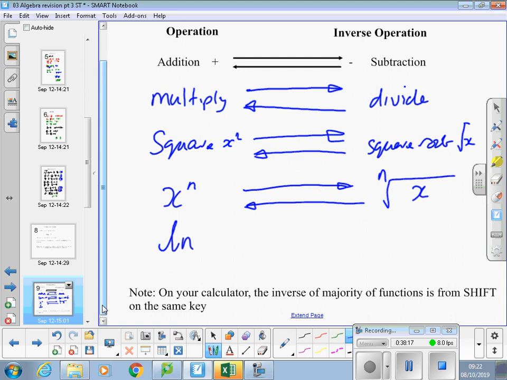What does ln mean? Yeah, it's the natural log. What's the opposite of natural log? Natural log is the log to the base e, so e to the power of x is the opposite of that.